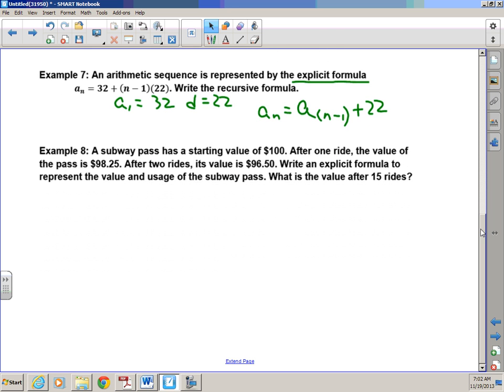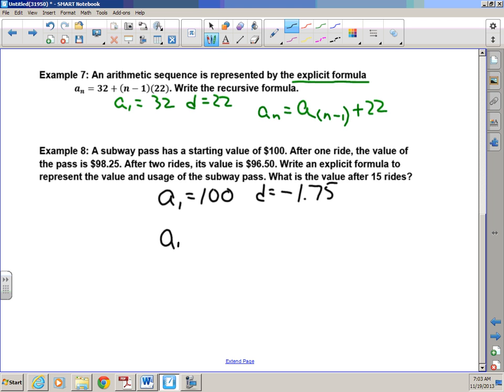Let's go to the last example. A subway pass has a value of $100. After one ride, it's $98.25. After two, it's $96.50. Write an explicit formula. A sub 1 is 100, and D is negative 1.75. Remember, your common difference can be positive, it can be negative, it can be fractions, it can be decimals, it doesn't matter. So, the explicit formula, A sub n, is 100 minus n minus 1 times 1.75.